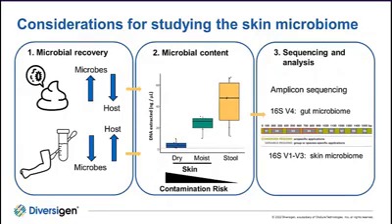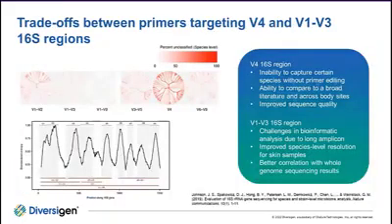The other consideration for skin microbiome analysis is the 16S region of interest, as you can see here on the right panel. Variable region 4, or V4, is usually the preferred region to study stool microbiomes, and variable regions V1 to V3 are usually preferred to study skin microbiomes. There are several reasons why this is the case, as well as several trade-offs of using one region versus other regions for skin microbiome analysis.